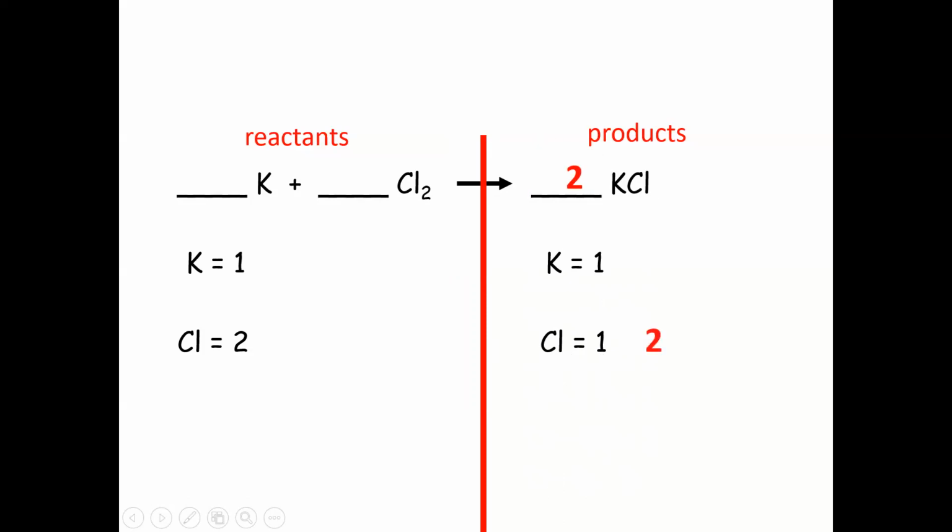That increases the number of chlorines to 2, but also increases the number of potassium to 2 as well. So to ensure that your potassium is balanced on both sides, you can add the coefficient 2 in front of potassium over here, and now you have 2 potassiums on this side too.